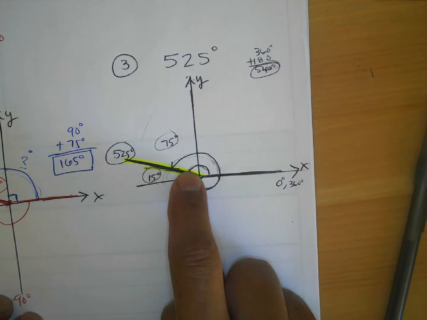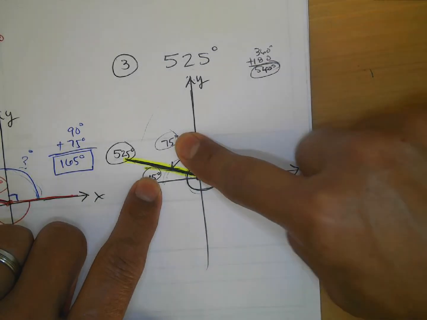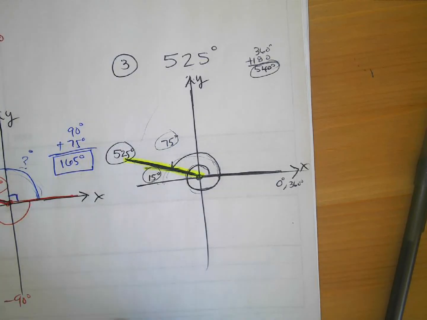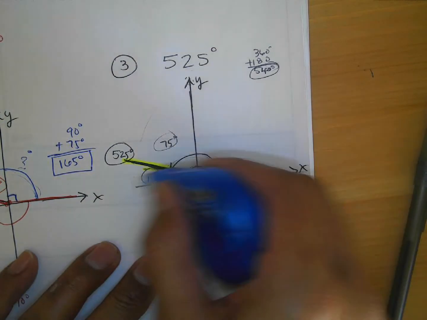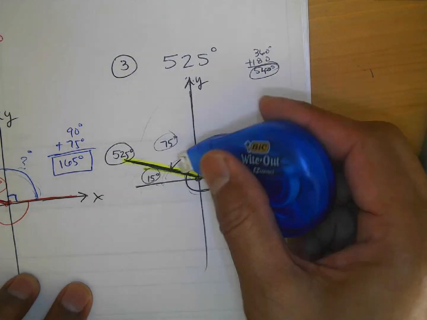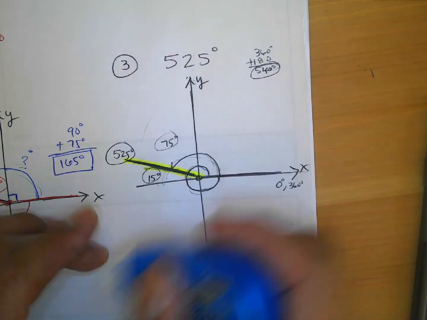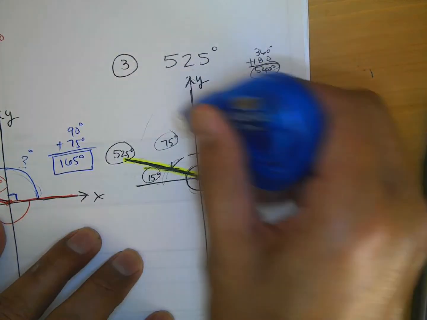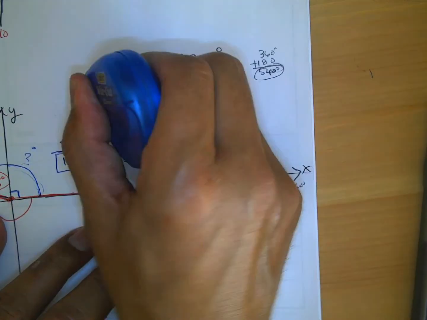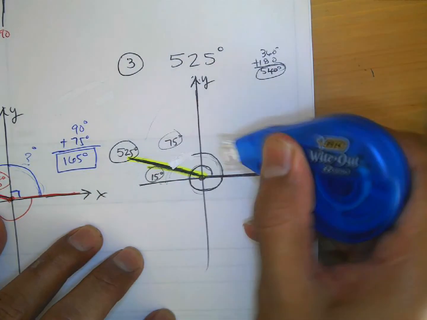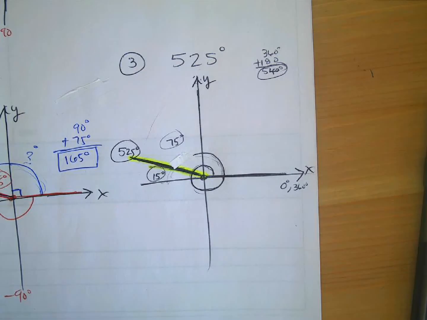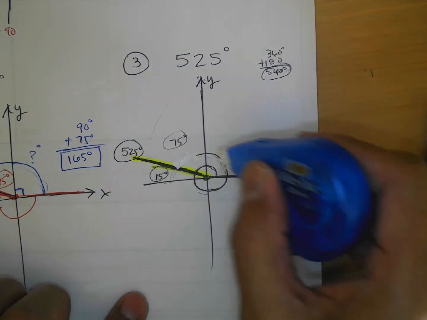I know where the angle is. It's in quadrant 2, and I know these two. See, these two numbers are going to help me. But I'm going to erase this so that you can see what I'm talking about. I don't have to go and add more to this. I can just give you the first positive angle that occurs.